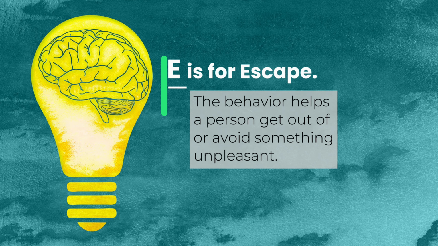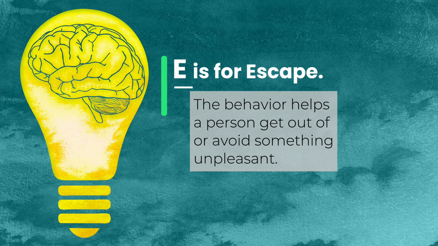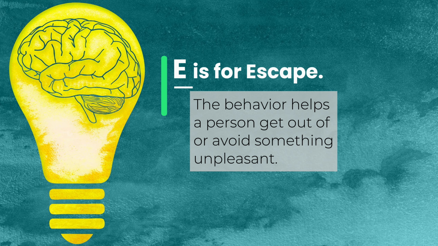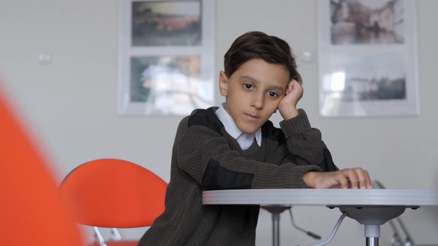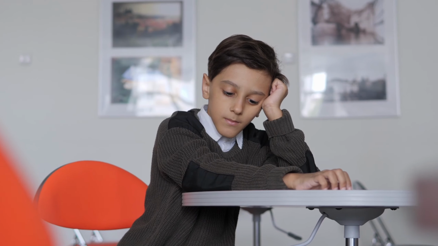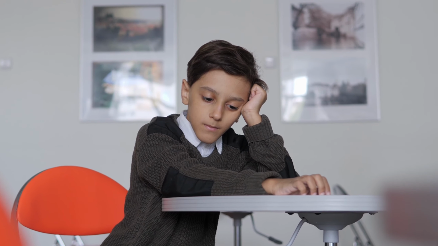E is for escape. The behavior helps a person get out of or avoid something unpleasant. This is a huge driver of confusing behavior. The student who acts up before a tough math lesson is trying to get sent to the hall to escape the work. The employee who keeps missing deadlines for a project they hate is avoiding the stress of doing it.